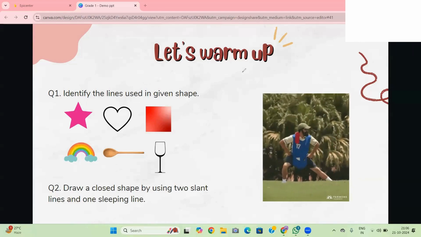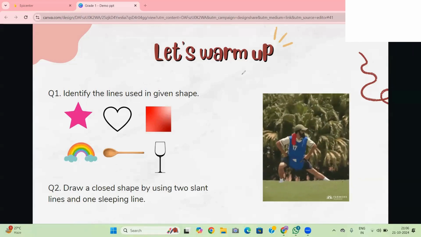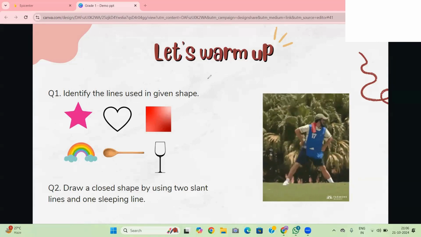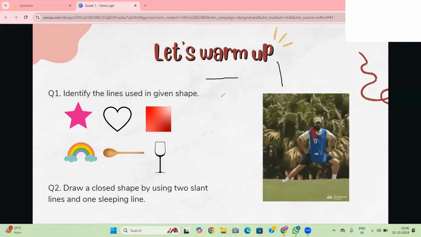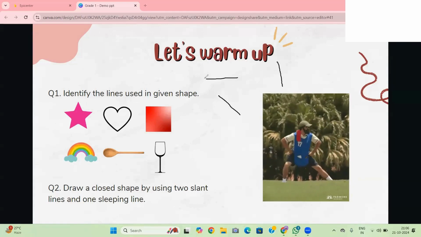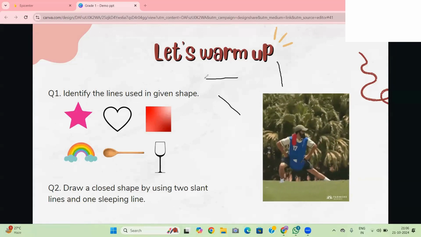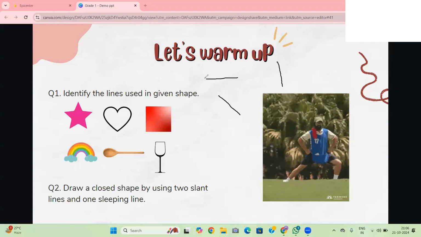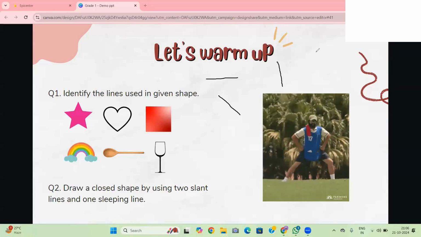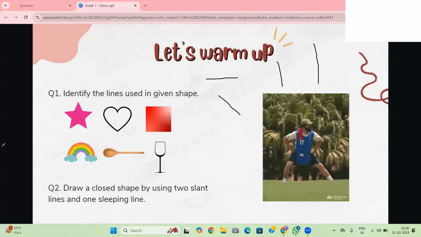So, do you know what the three types of lines we have are? Okay, let me tell you. You have seen lines like this, and lines like this. So this, which is just sleeping, is called a sleeping line, because you sleep like this on the bed. This is a sleeping line. This is a standing line. It's standing straight like this.